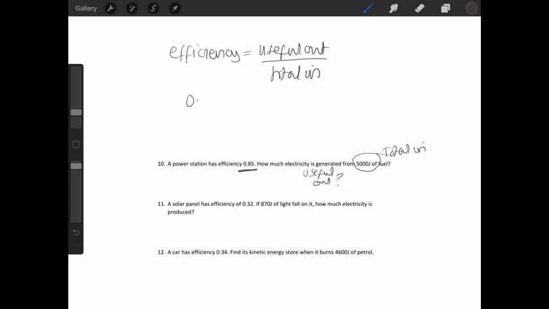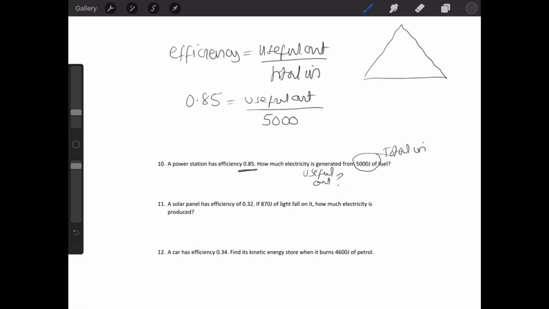We now know 0.85 is equal to something we don't know, useful out, divided by 5,000 joules. And we're trying to find the useful out. Now, one way some students like to rearrange equations is to use a triangle. And there is a video on my YouTube channel about triangles if you want to know a little bit more before our lessons this week.